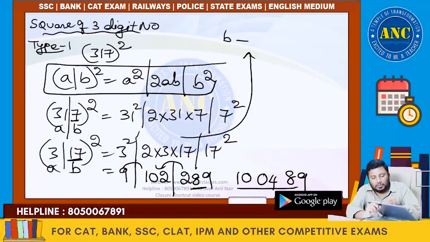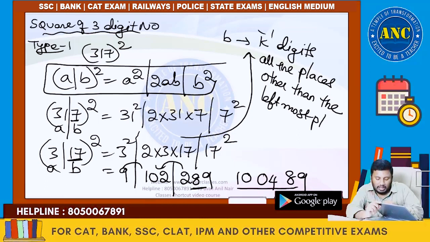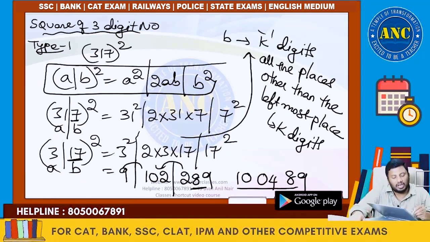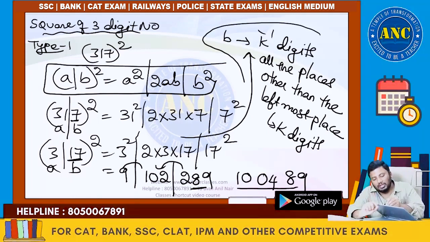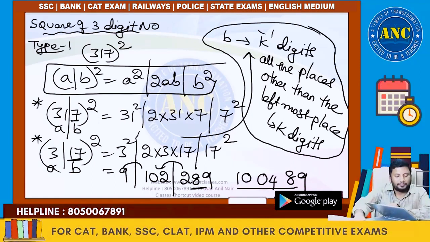Please write down this point. If B takes k digits, all the places other than the leftmost place will have k digits. That is because you write it as 3 into 100 plus 17 square, so zeros will be there at the end. Please write down. Either you can use this method or you can use the other method.